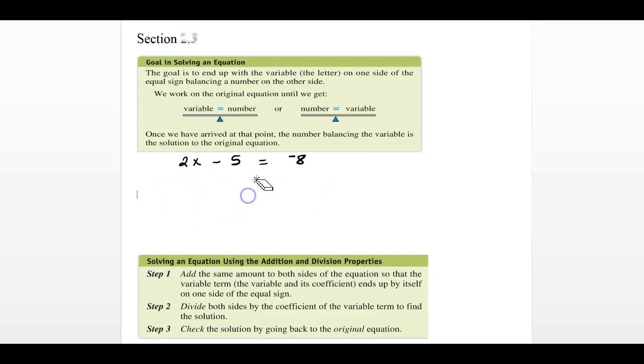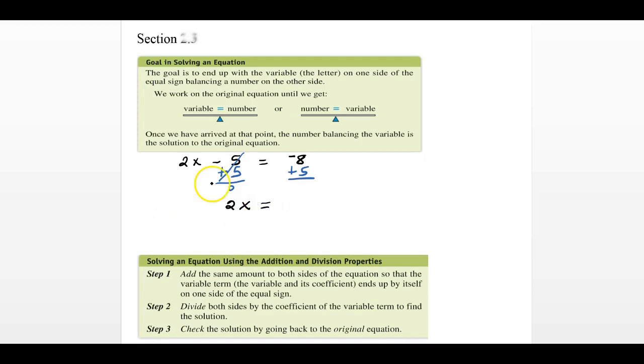So in order to begin solving the equation, let's follow the 3 steps below. First, we're going to add 5 to both sides of the equation, and I'll explain why. We want to isolate the variable and its coefficient on this side of the equation first. The only way to do that is to undo the subtraction of 5. In order to undo the subtraction of 5, I have to add 5, which will of course equal 0, and that allows me to isolate the variable term and its coefficient on the left side of the equation.